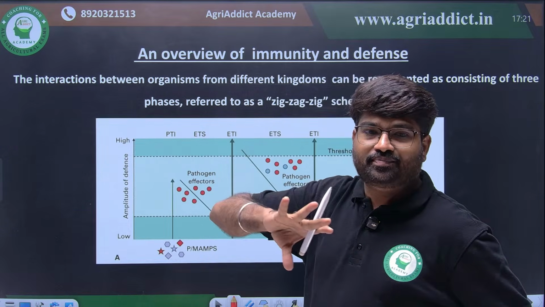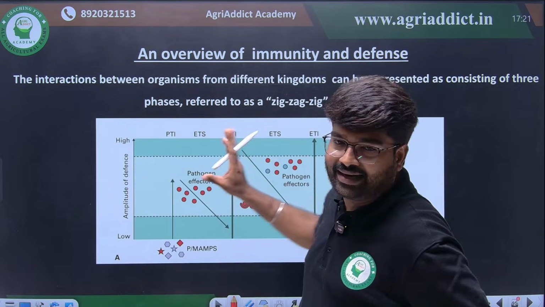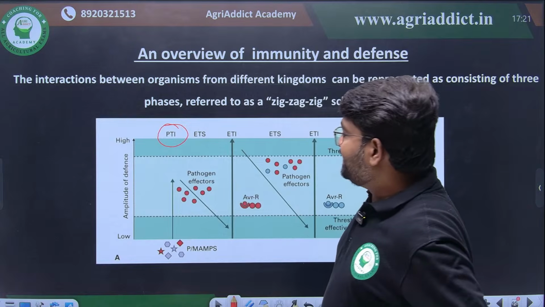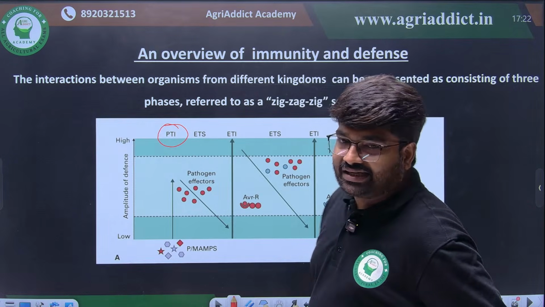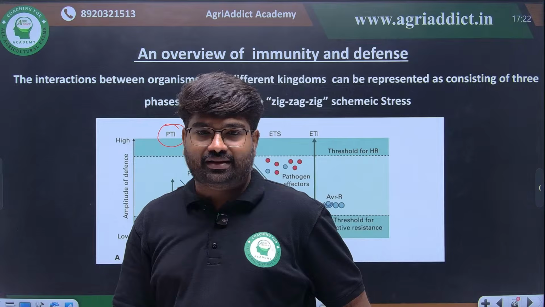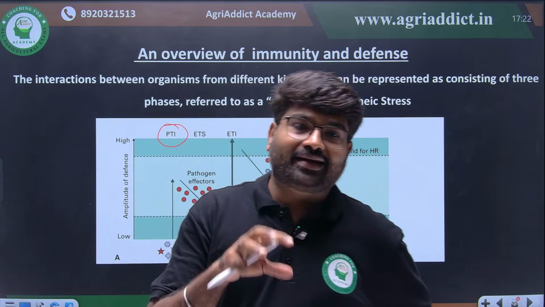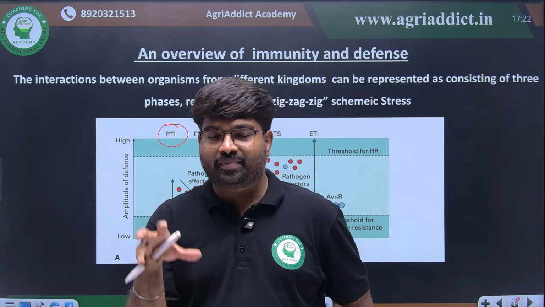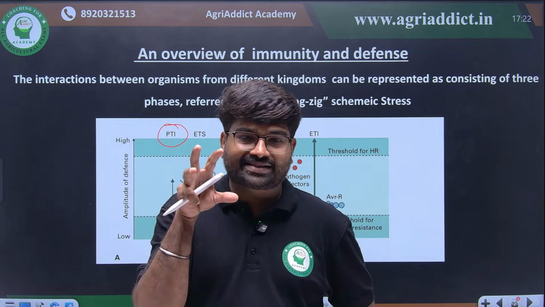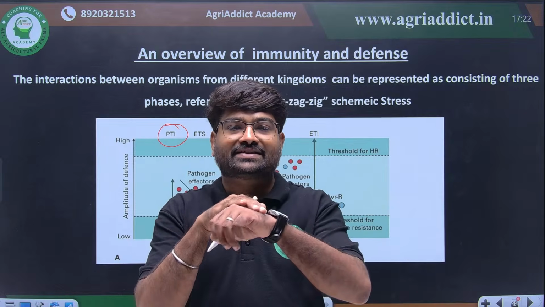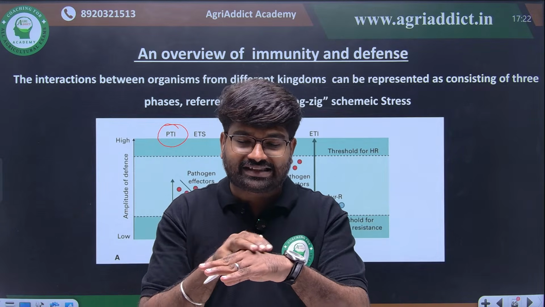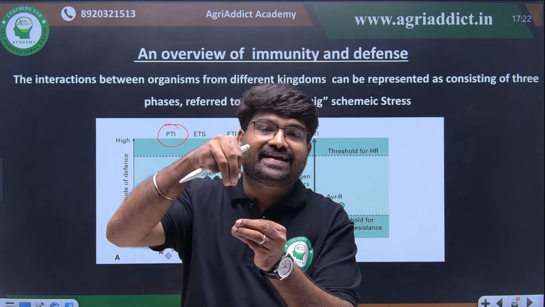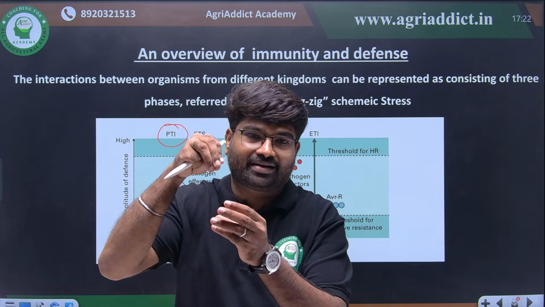Okay. For example, there are different classes of immunity in plants. First and foremost is PTI immunity, pathogen triggered immunity. That means what? Each and every bacterium or fungus has certain cell wall modifications. If a bacterium or some fungi come and attach on the surface of the plant, the receptors present in the plasma membrane of the plant will recognize the microbes.